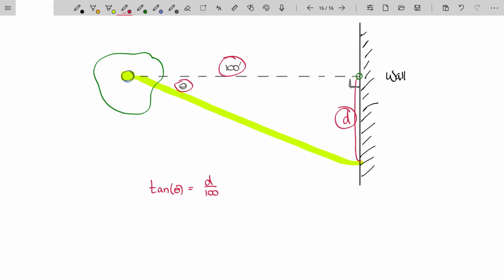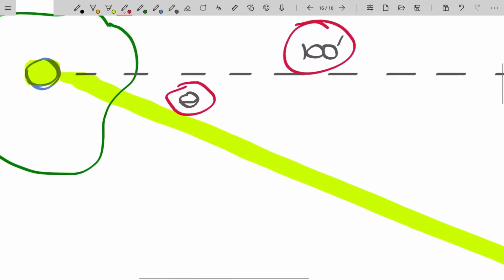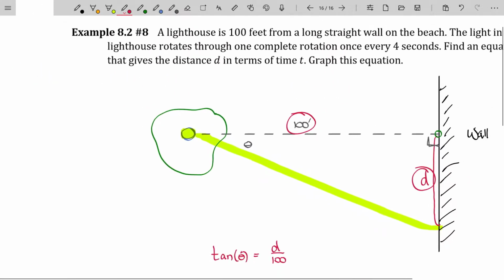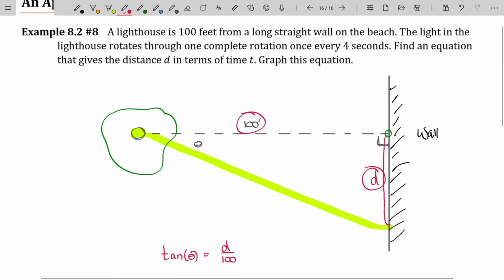Okay. The problem with this is that this angle is given in radians. That's not actually a problem, but they don't want the distance in terms of an angle. They want distance in terms of time. Well, we know that it does a full rotation all the way around, 360 degrees or 2 pi radians, every 4 seconds. So every 4 seconds it goes through a full spin. So this goes all the way around every 4 seconds.